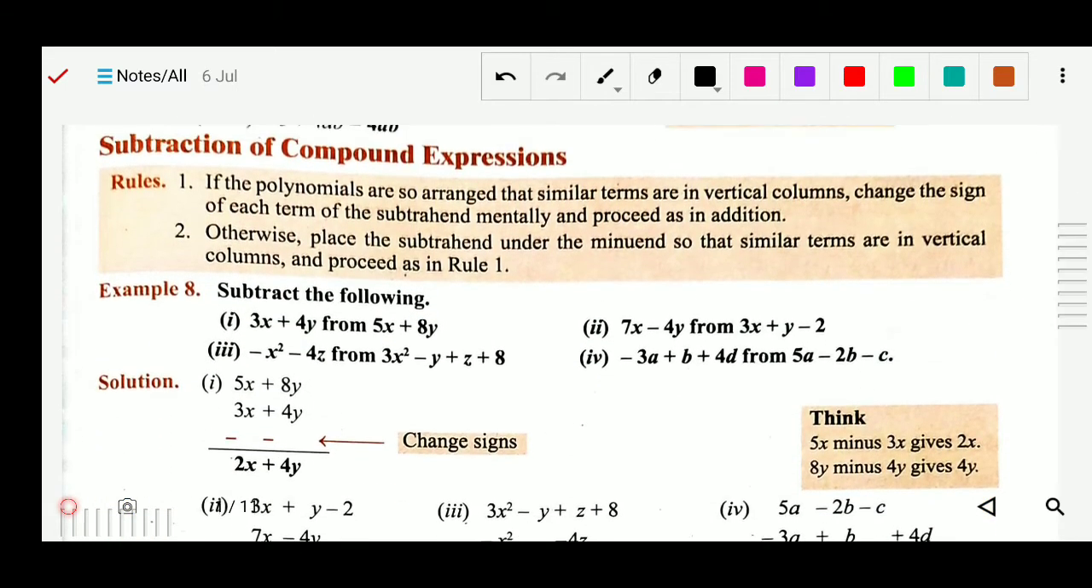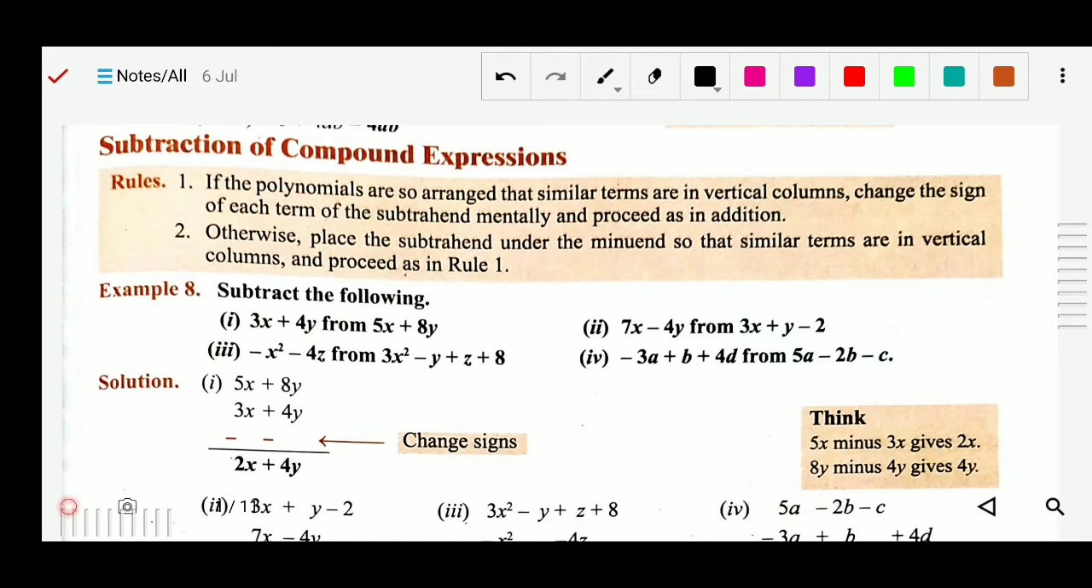Likewise, subtraction of compound expressions: if the polynomials are so arranged that similar terms are in a vertical column, change the sign of the terms of the subtrahend mentally and proceed with addition. We have already discussed how to write the algebraic expression. You have to write it row-wise, and in each column there should be similar terms, like terms.